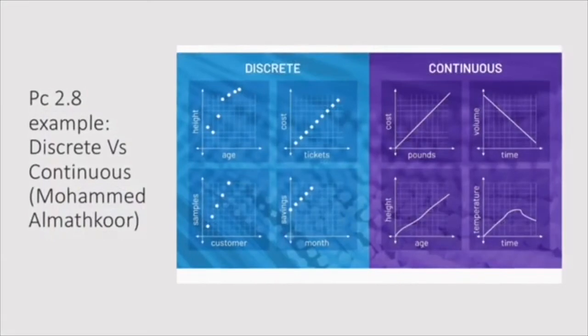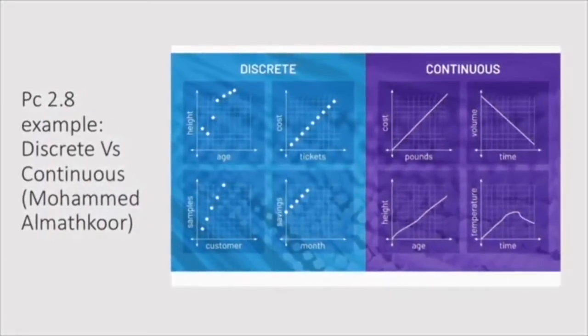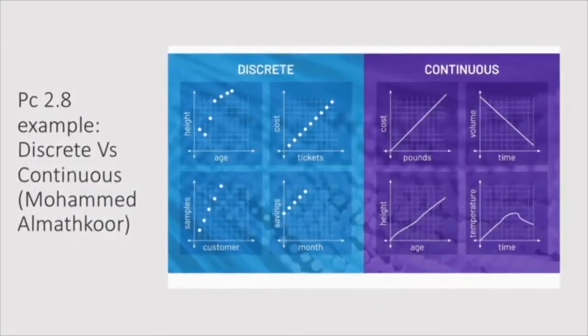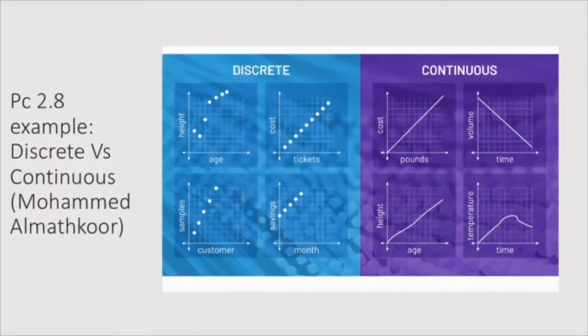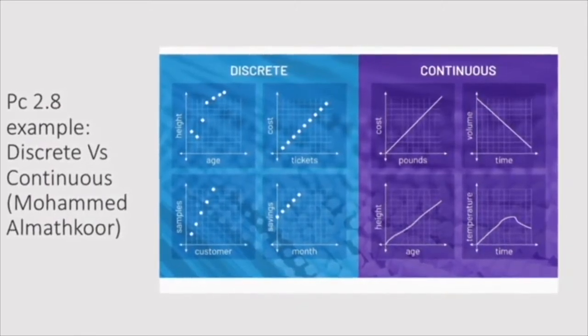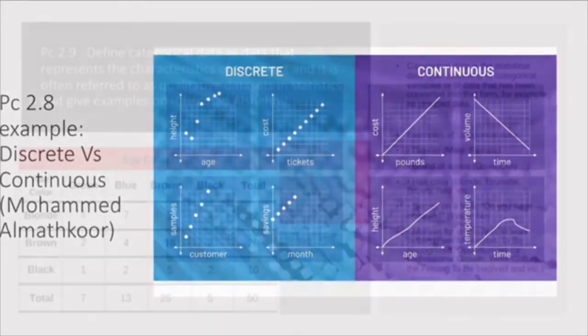BC 2.8 Example of discrete versus continuous. Discrete, for example, the graph as shown about height and age, and the second one, continuous, as shown in the graph of volume and time, and how it is plotted.